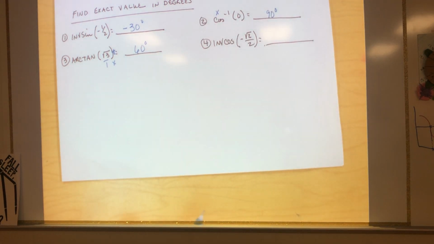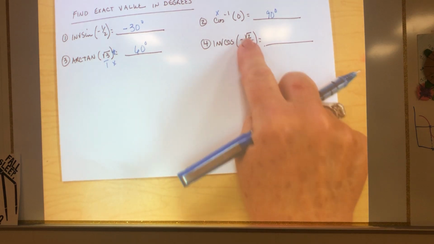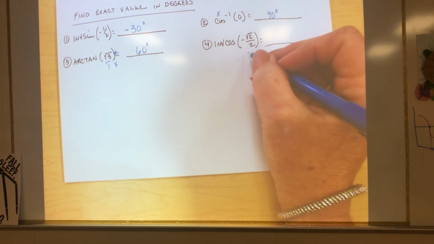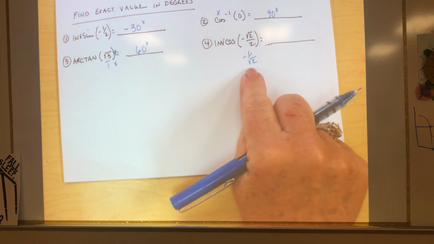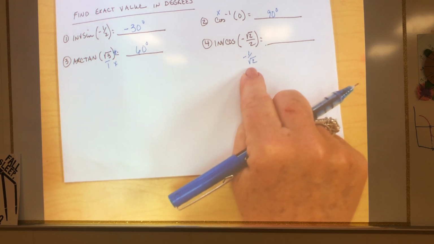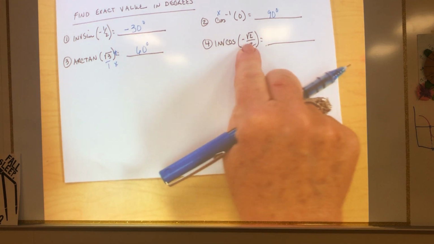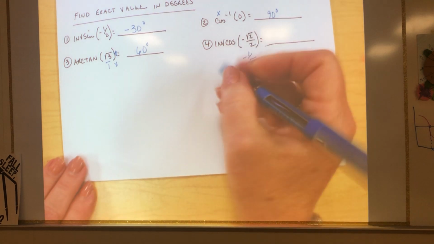Anybody got a question so far? Are y'all okay? All right, so this guy right here, this is the one that I was talking about. So square root of 2 over 2 is the same thing as what? 1 over the square root of 2. So obviously, I'm talking about a 45. Do you agree with me? Okay, so he's a 45, but he's negative, and it's an inverse cosine. So what do I have to do with it? Put it in the second quadrant.